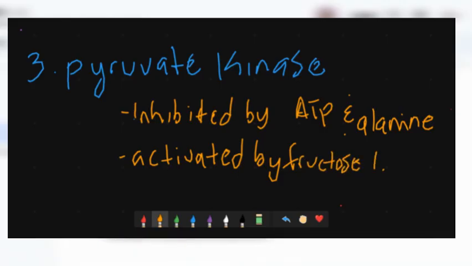Without oxygen, NADH molecules need to be recycled back into NAD+, so glycolysis can keep going. And this is where the next video comes in, which is about the two types of fermentation.